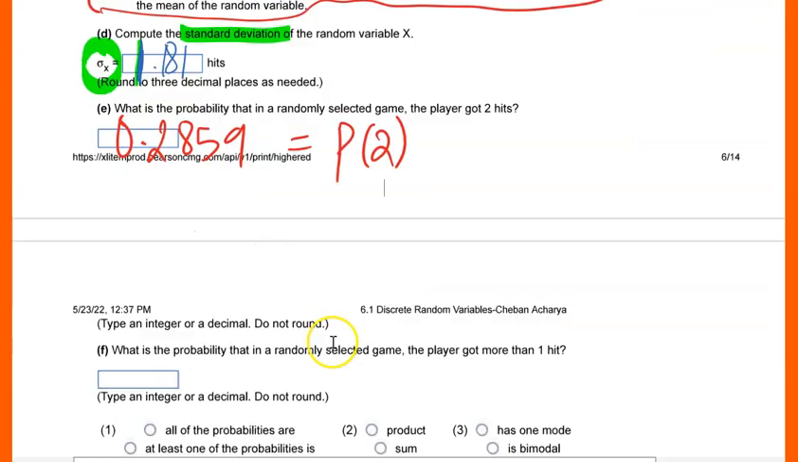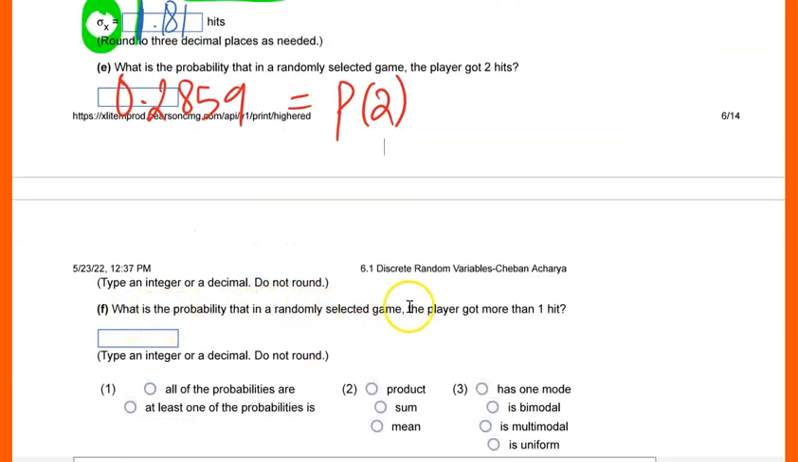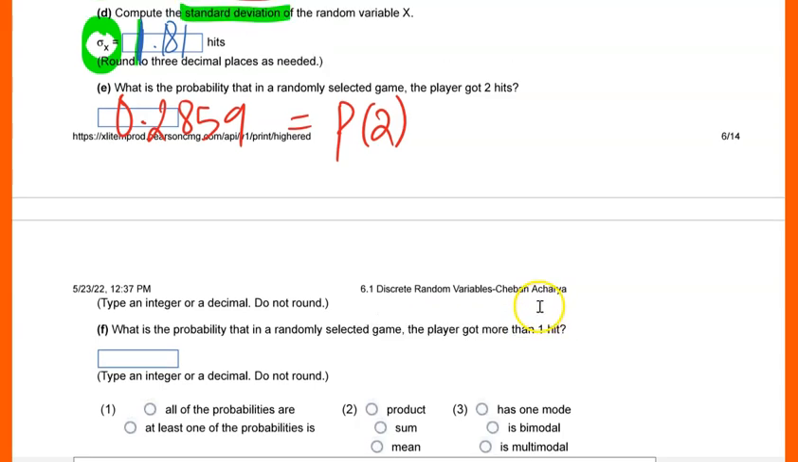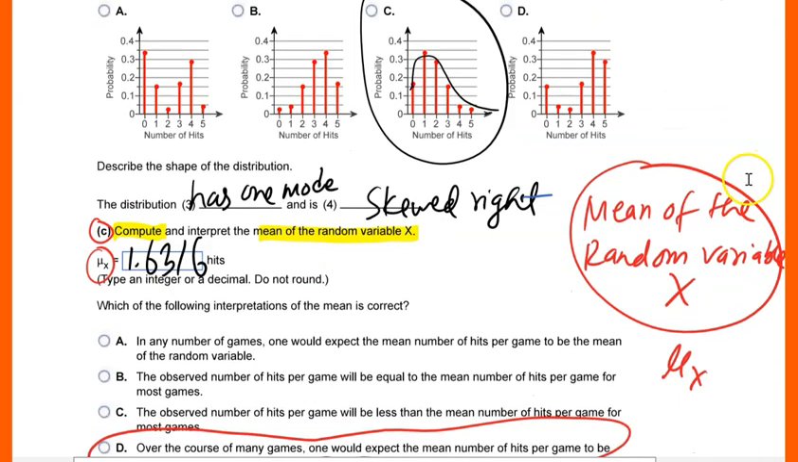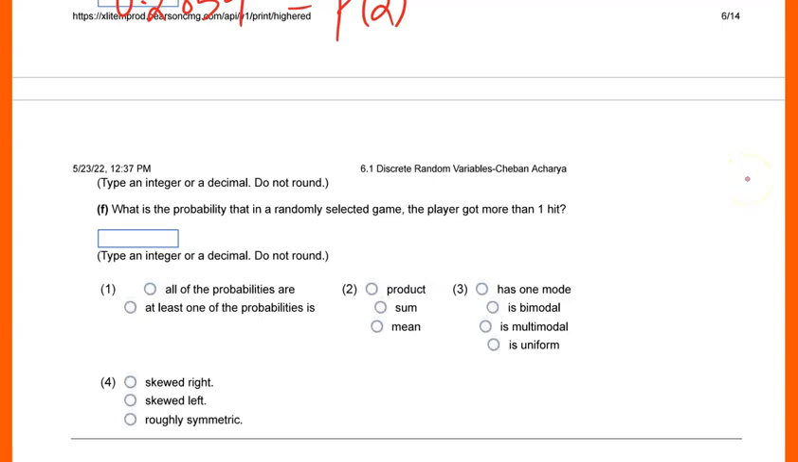Part F. What is the probability that in a randomly selected game the player gets more than 1 hit? More than one hit means you're looking for 2 hits, 3 hits, 4 hits, and 5 hits. You find the probability of each, add all the probabilities, and you get the total, which is 0.4978. That's the answer.